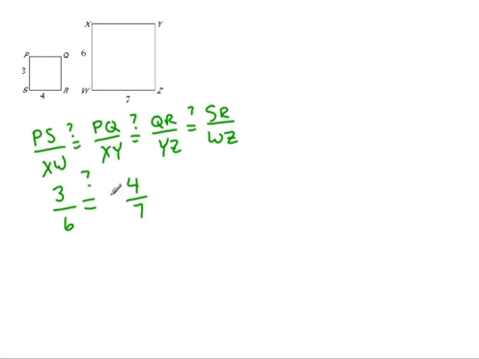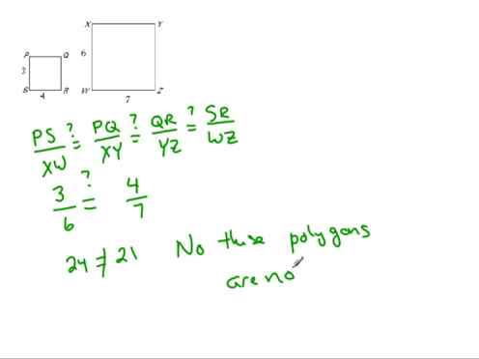Excuse me. We'll cross multiply to see if these two are congruent. That'd give us 24 is equal to 21. Those two are not equal, so no, these shapes, these polygons, are not similar. Because they're not similar, you cannot write a statement of proportionality, you can't write a similarity statement, and you can't go ahead and write any scale factor. So that's what happens when they are, and when they're not, you can't write any of that stuff.